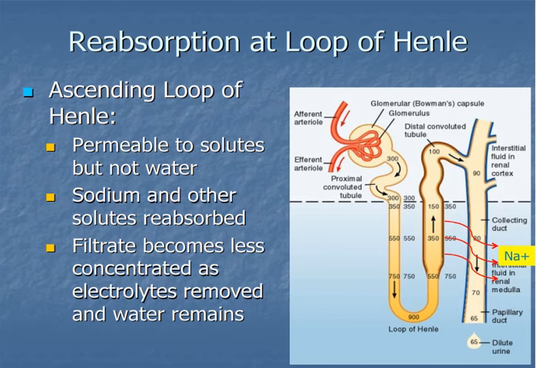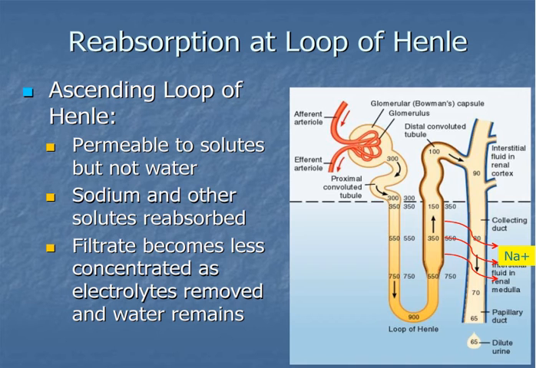Now let's take a look at what's going on inside the ascending limb of the loop of Henle. The ascending limb is permeable to solutes like salt, but is not permeable to water. So in this case, we continue to use active transport to pull salt, or sodium, out of the ascending limb, and this tends to make the osmolality less. Basically, we're taking salt out and leaving more water behind.